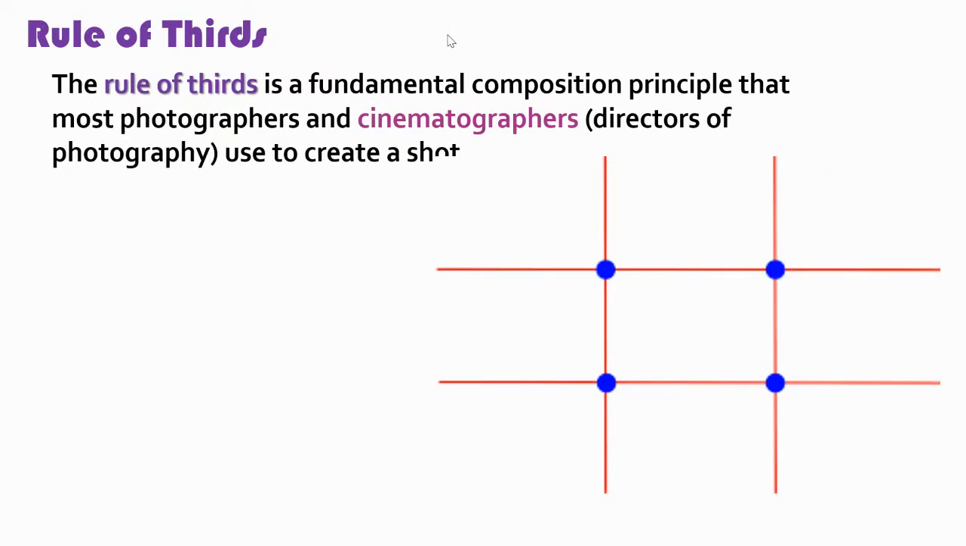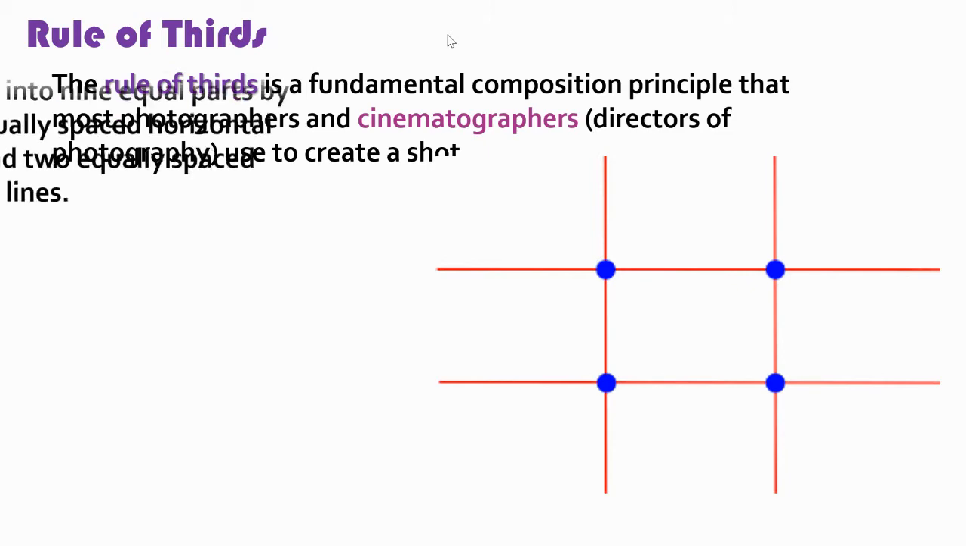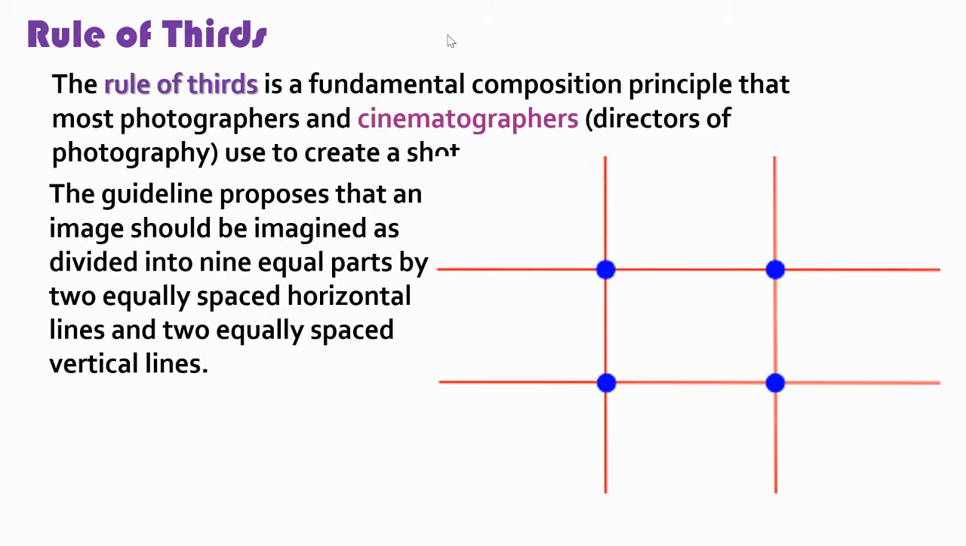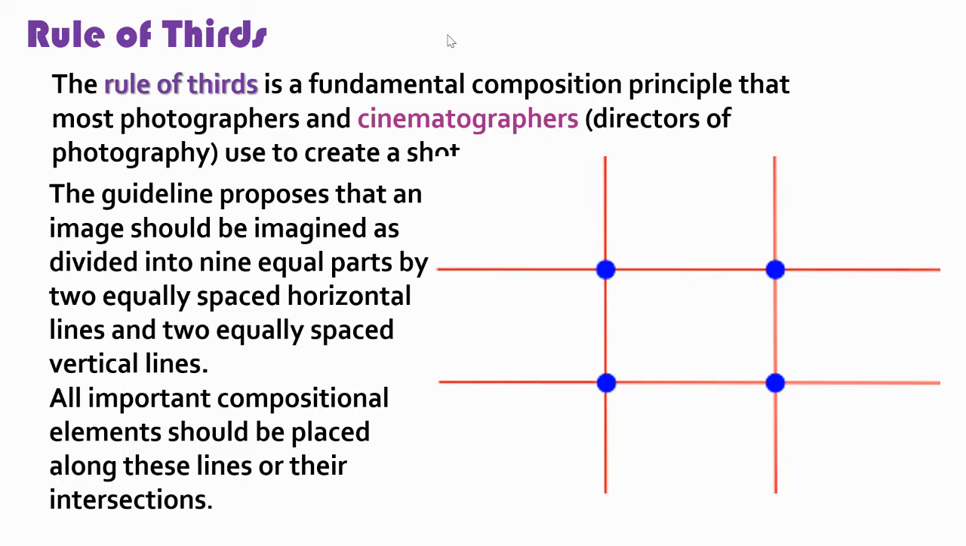scène, right? So the rule of thirds, if you haven't taken any kind of photography course, you may know it because of the devices that you use to take pictures, because sometimes this grid does appear. But basically, it's a fundamental composition principle that most photographers and cinematographers, directors of photography, use to create a shot, right? So the guideline proposes that an image should be imagined as divided into 9 equal parts by 2 equally spaced horizontal and 2 equally spaced vertical lines. So again, this grid right here. All important compositional elements should be placed along those lines or their intersections to create an interesting shot.